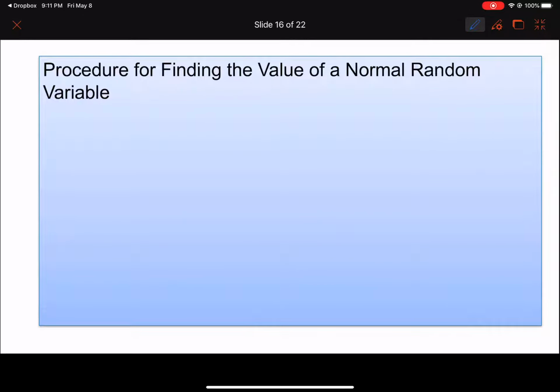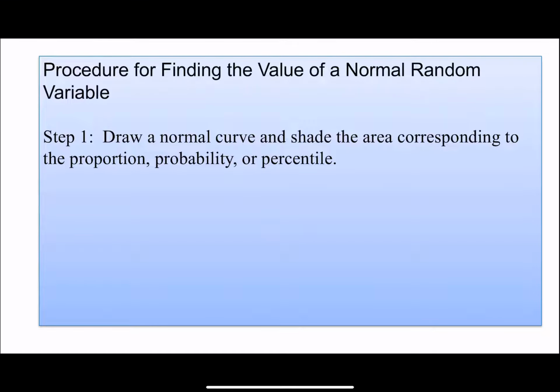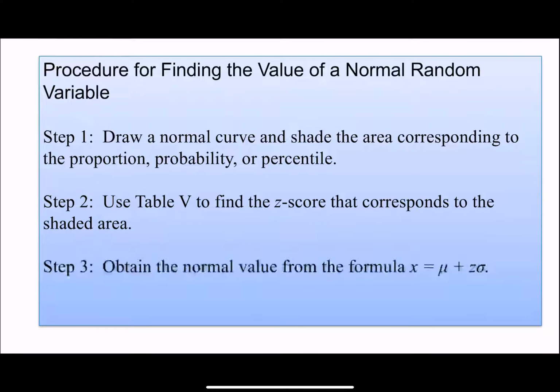So here's our procedure. First, draw a normal curve. Shade the area corresponding to the proportion, probability, or percentile. These are all the same thing. Next, use your table 5 to find the Z-score that corresponds to the shaded area. We're going to do all this. It'll make sense once we do it. Then obtain the normal value by using your mean plus your Z-score times the standard deviation to find what that value is. We're going to do this by hand, so that will make sense in just a moment.